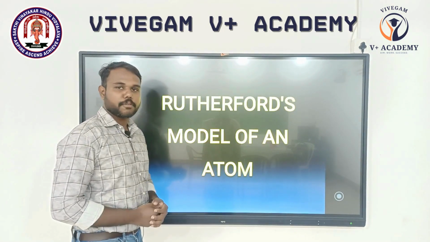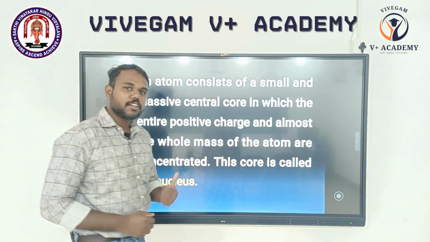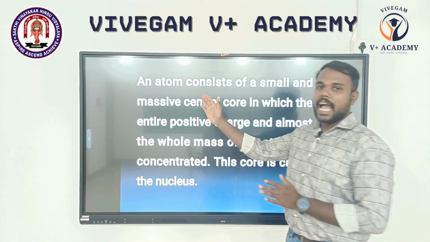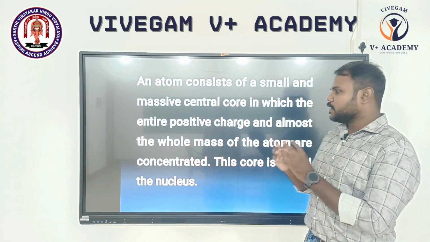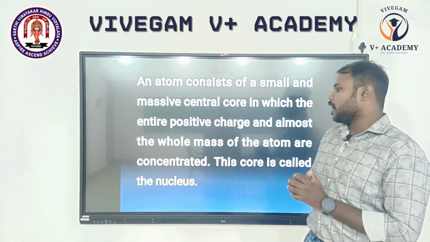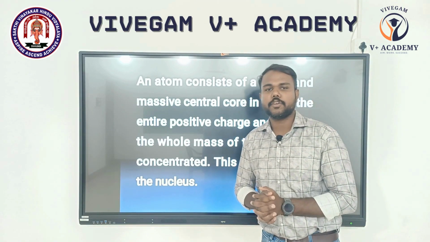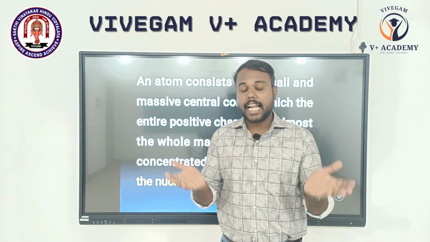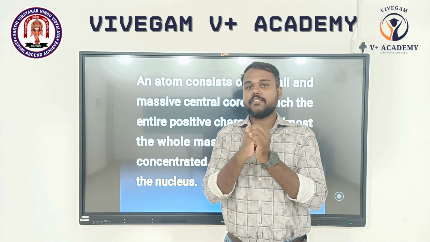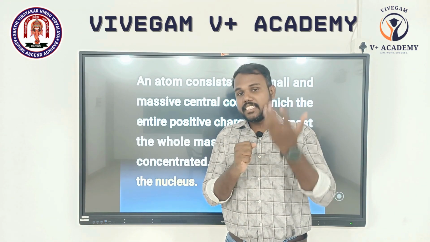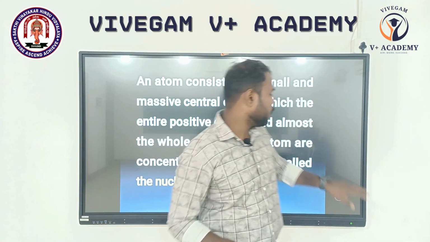So let's come to the Rutherford model of an atom. What he concluded first is very simple. An atom consists of a small and massive central core in which the entire positive charge and almost the whole mass of the atom is concentrated. This core is called a nucleus. What is the meaning of that? If you take an atom, the entire mass of the atom is concentrated only at the center part of the atom, which is called the nucleus. That nucleus is completely made up of positive charge.